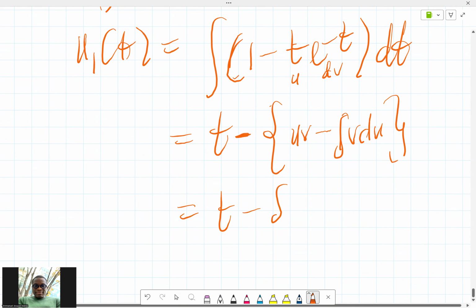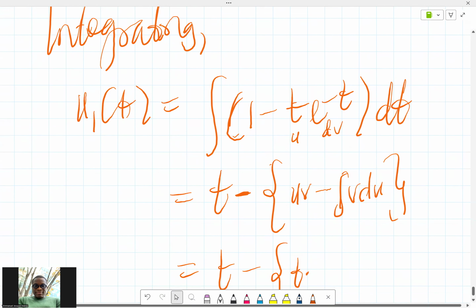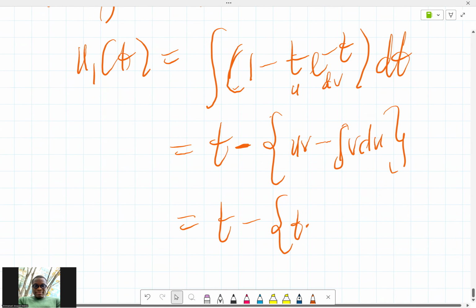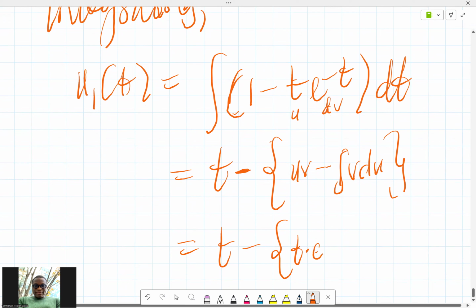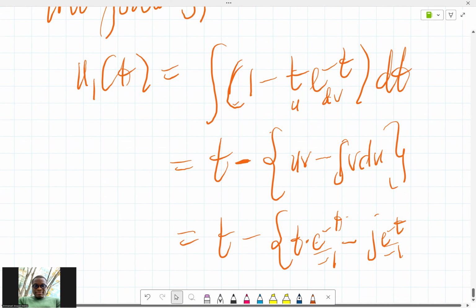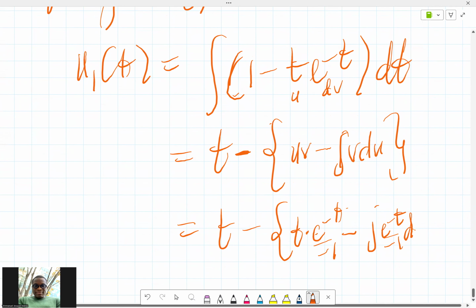So this is t minus, so u is t already. V is e raised power minus t integrated. If you integrate e raised power minus t, it's going to give you a minus, right? So you just have e raised power minus t all over minus 1 here. Then minus integral of that v, which is still e raised power minus t all over minus 1. Du, when you differentiate, if u is equal to t, du is also dt.